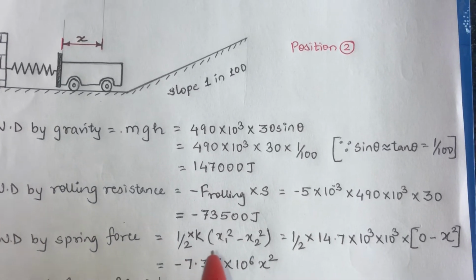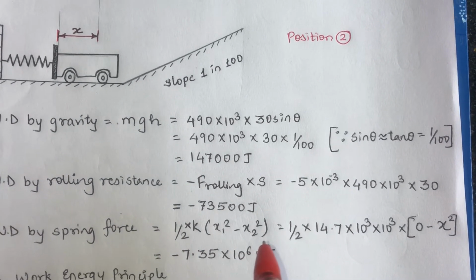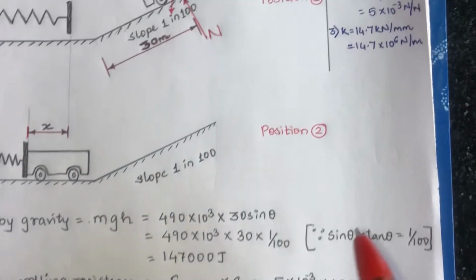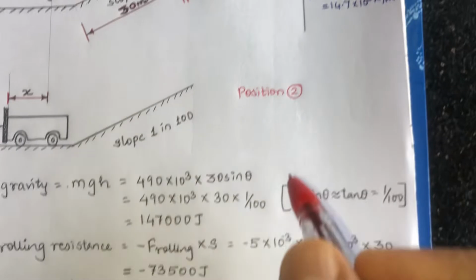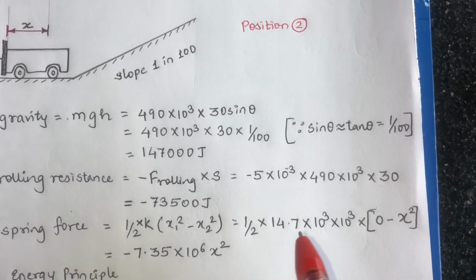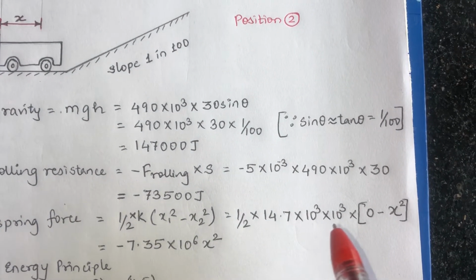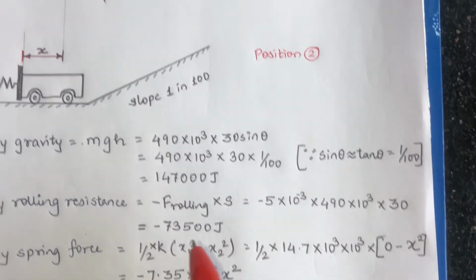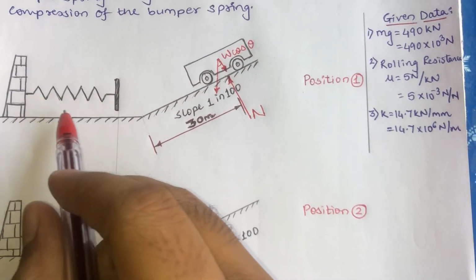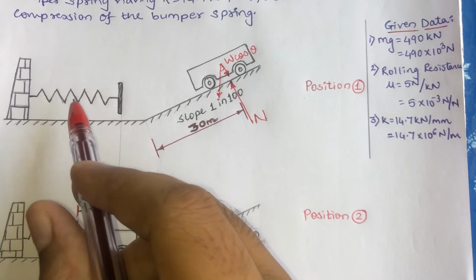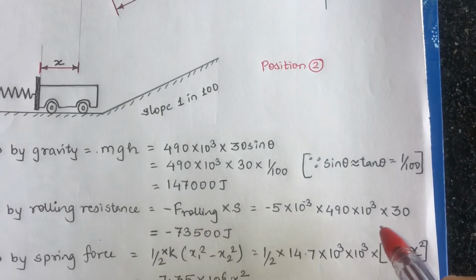Now seeing the third part, work done by spring force, as the spring is coming into the picture. The formula is half k (x1 square minus x2 square). Half k is, as you have seen, 14.7 into 10 to the power 6. Now talking about x1: in the case of position 1, there was no deformation in the spring, so x1 will be taken as 0.